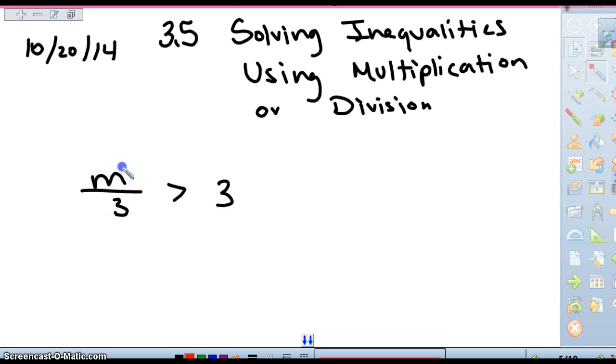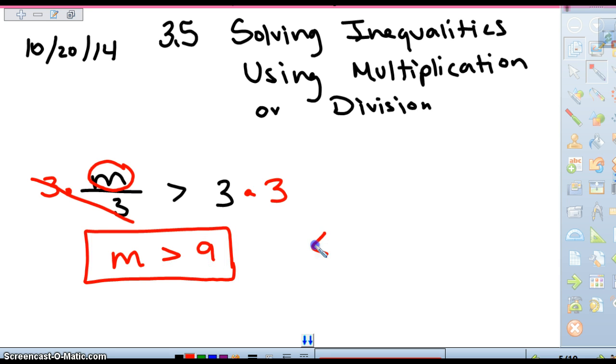So if we want n by itself, what's the inverse operation of n divided by 3? Times 3. So we have to multiply. The inverse operation would be multiplication. We have to multiply times 3. What you do to one side, you do to the other. So n is greater than 9.